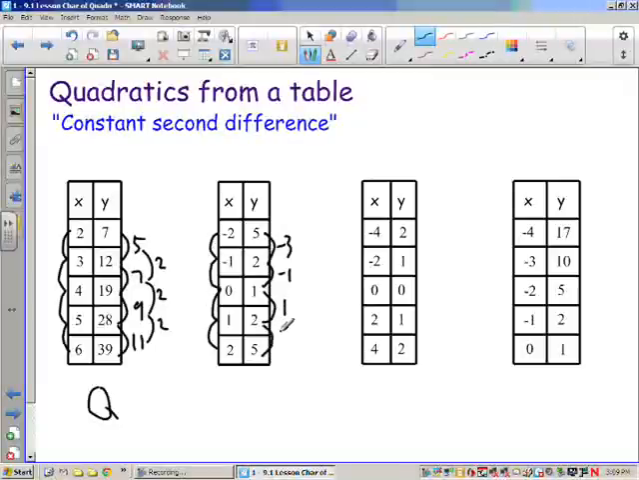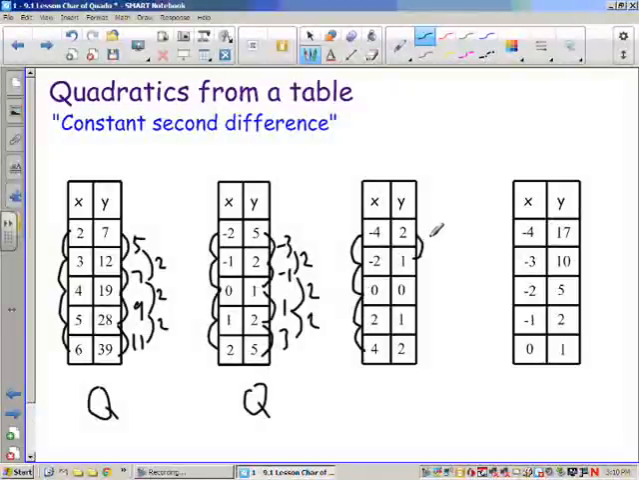5 minus 2 is 3. These look kind of tough here, but if we look at our second difference, negative 1 minus a negative, that's plus. So negative 1 plus 3 is 2. 1 minus negative, or 1 plus 1, is 2. 3 minus 1 is 2. This one is quadratic. This one is increasing by 2, it looks like, so we have a constant rate of change.